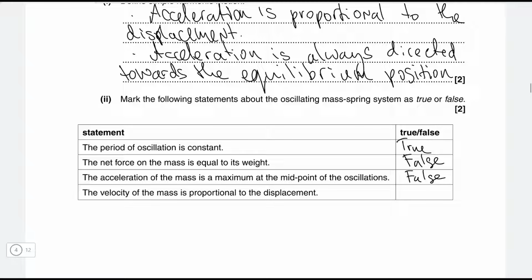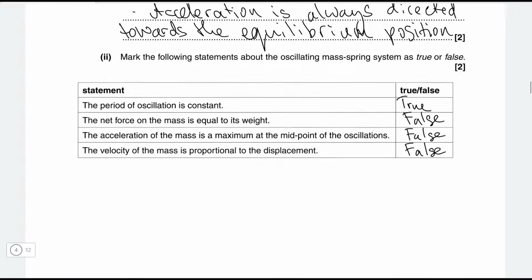And finally, the velocity of the mass is proportional to the displacement. That's incorrect. It is indeed false. In fact, the velocity of the mass is maximum when the displacement is 0.